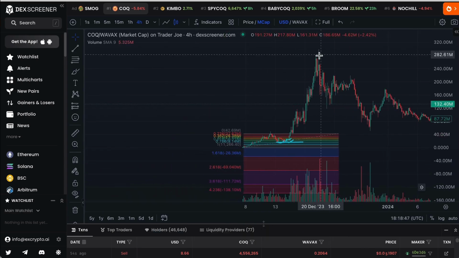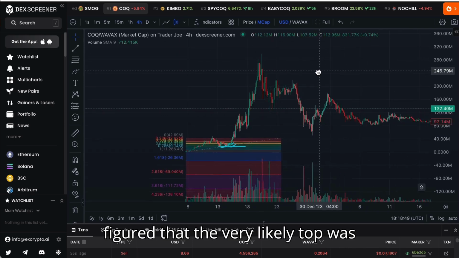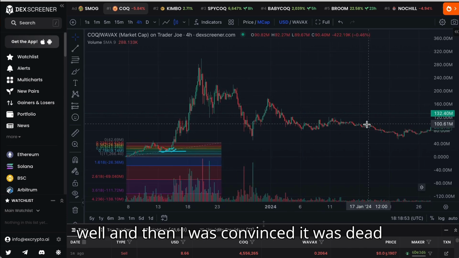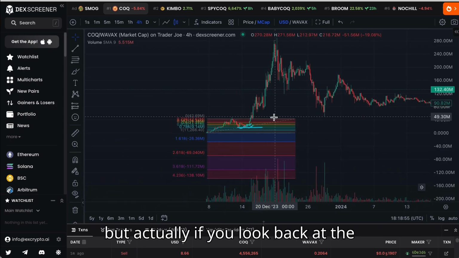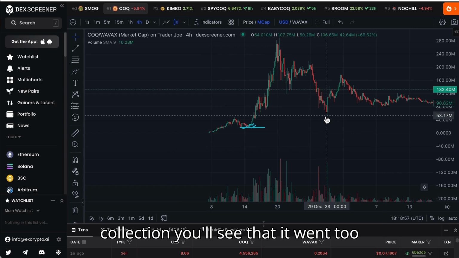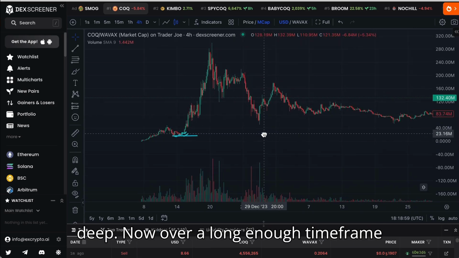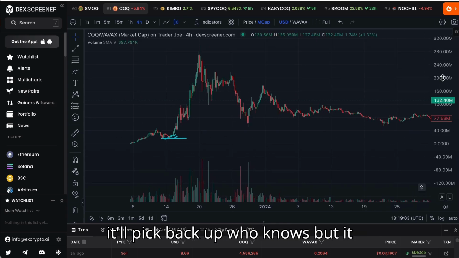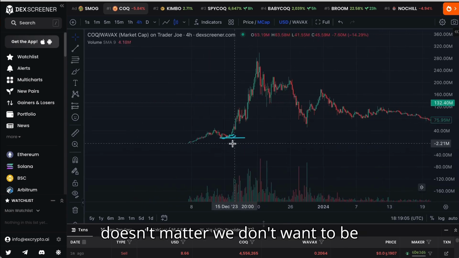And I figured that the very likely top was there. I had a look to see if there were some bounces. I was involved in this bounce as well. And then I was convinced it was dead. But actually, if you look back at the collection, you'll see that it went too deep. Now, over a long enough time frame and lots of correction, maybe it'll pick back up. Who knows? But it doesn't matter. We don't want to be involved in that.